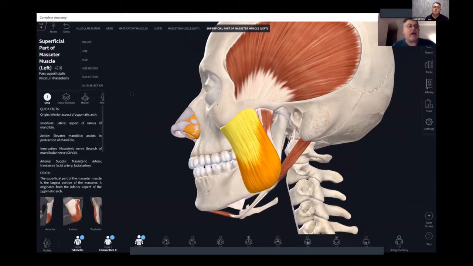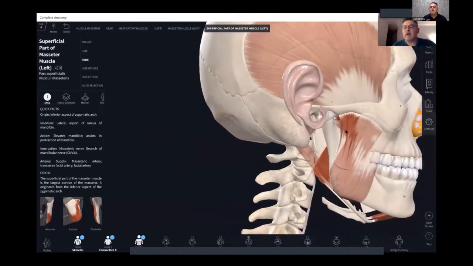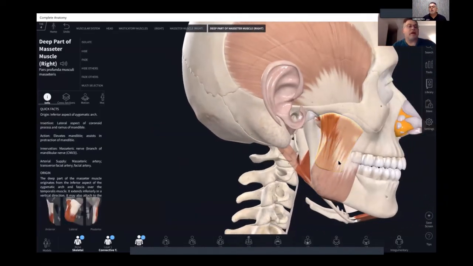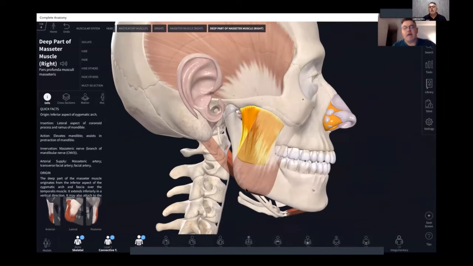So let's hide that. Okay, here we go. So look on the other side. We'll see the deep part of the masseter. You can tell it's got a very similar footprint. Inferior aspect of the zygomatic arch, a little bit more posterior than the superficial part. Its insertion is the lateral aspect of the coronoid process in the ramus of the mandible.